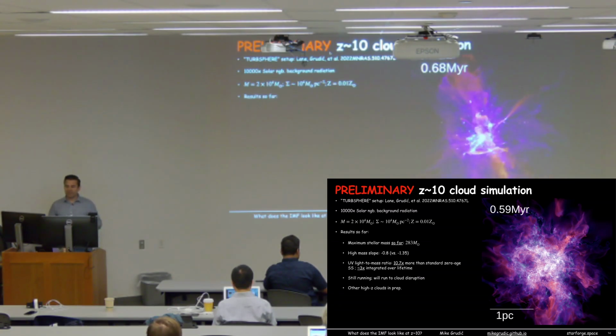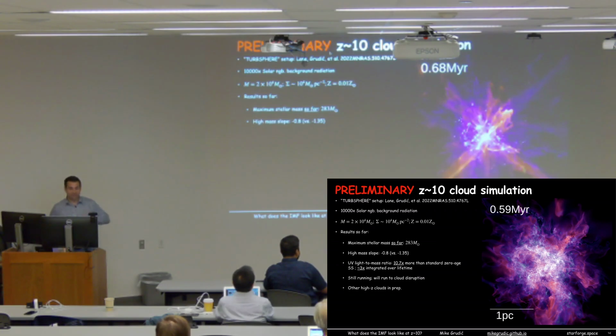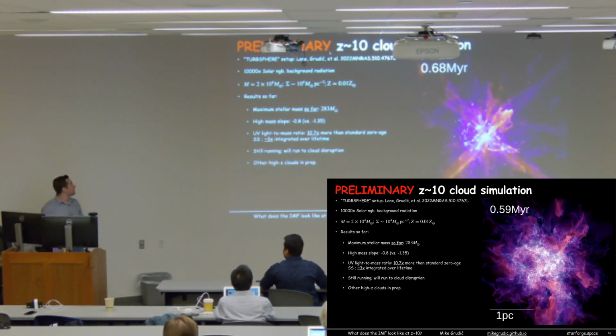And what we find so far, this simulation is not done, is that the maximum stellar mass that formed in this simulation is 283 solar masses. The high mass slope is minus 0.8 versus the Salpeter minus 1.35. So it is quite top heavy. If you ask what the UV light to mass ratio is, right now, essentially at zero age, it's about 10 times that of a standard IMF. If you were to integrate over the cluster's lifetime, you'd get about 3 times more UV photons out of this thing. And it's still running, so we're going to run it all the way to cloud disruption and see what we get. And we're also running a broader suite of different conditions in this sort of setup.